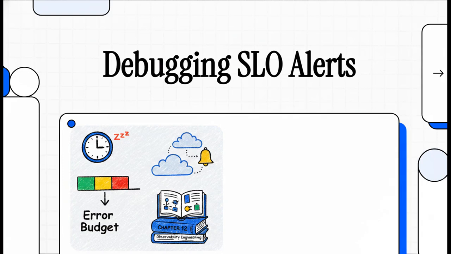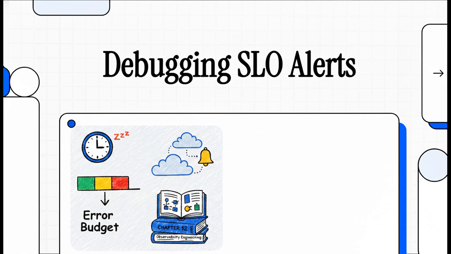Welcome to The Explainer. Today, we are diving deep into the mechanics of preemptive SLO error budget burn alerts, which is really just a fancy way of saying how to keep your systems highly reliable without losing your mind. We're pulling this incredibly useful framework straight from Chapter 12 of Observability Engineering.